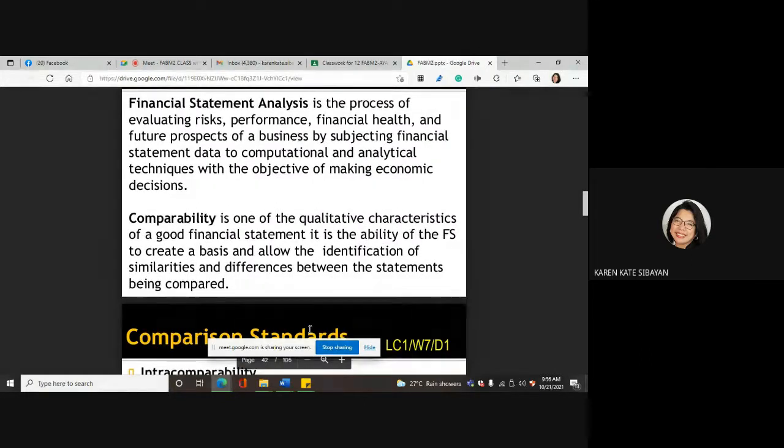Comparability. Comparability is one of the qualitative characteristics of a good financial statement. It is the ability of the financial statement to create a basis and allow the identification of similarities and differences between the statements being compared.